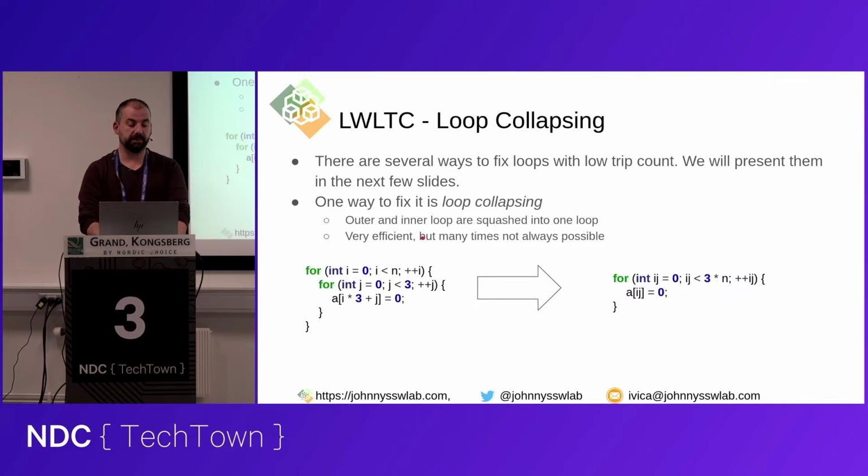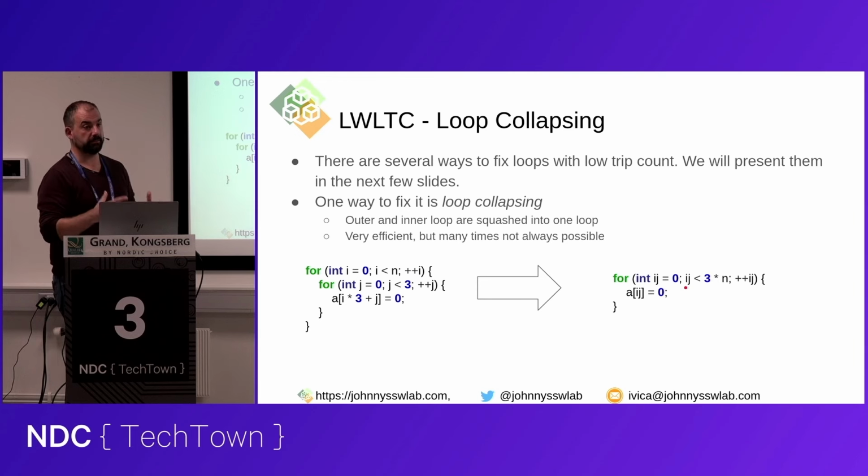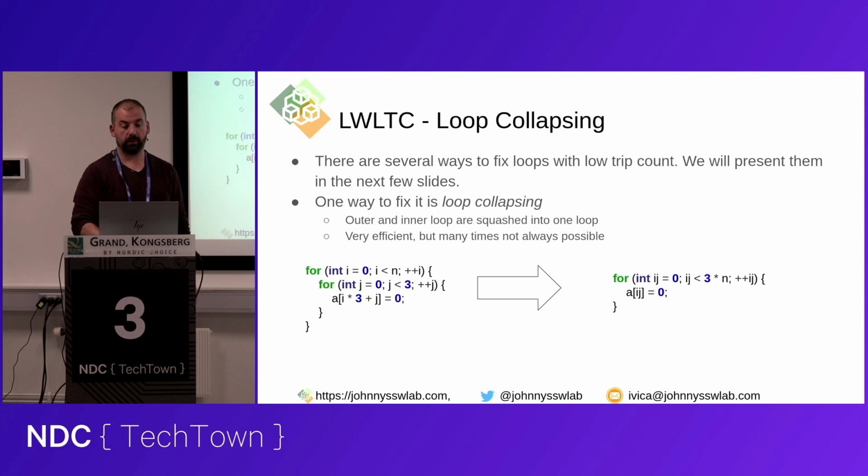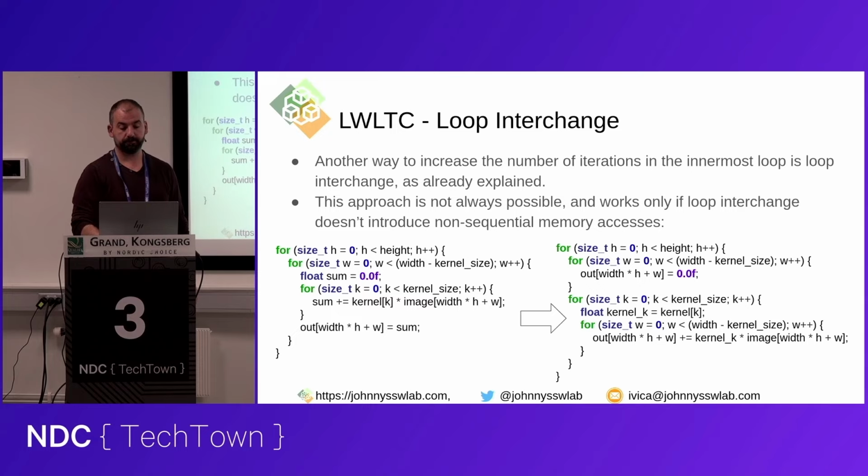One way is loop collapsing, which means that I collapse these loops into one loop. Something like this. On the left side, I had a of I times 3 plus j equals 0. But here I have only one loop, which goes from 0 to 3 times n. Now, collapsing is not always possible. It is a useful technique for vectorization, but it's not always possible. So this is one way to fix it.